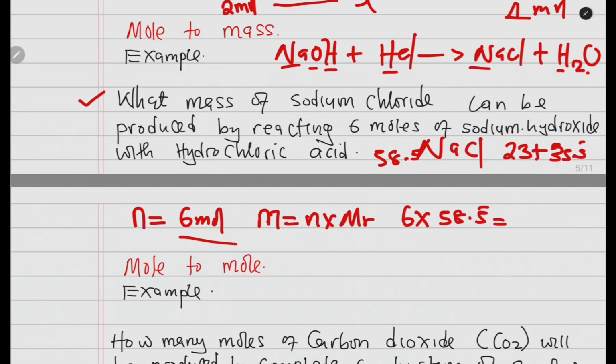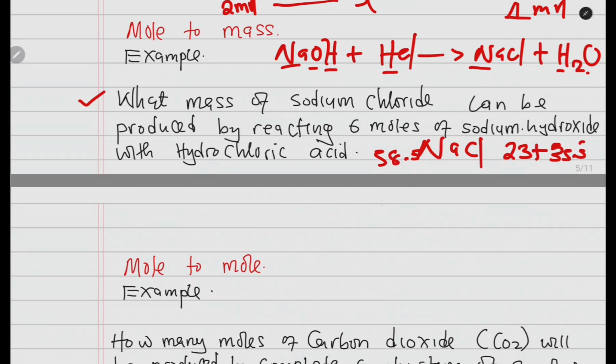Okay? What are you able to find? 6 multiplied by 58.5. So we are able to find 351. Let us see, even using mass to mole to mass, if you are going to find 351 grams. So now mass to mole to mass works that 1 mole, from the equation please, let me just rewrite it, maybe it will make sense.